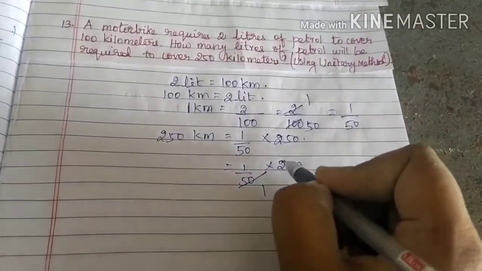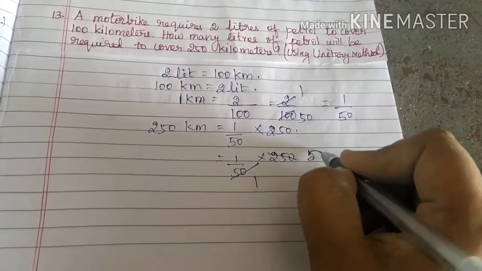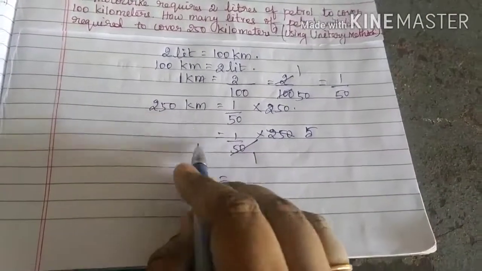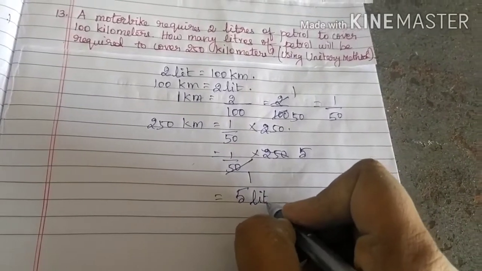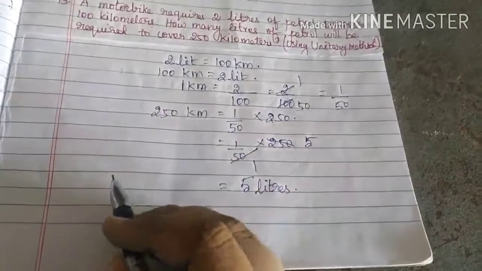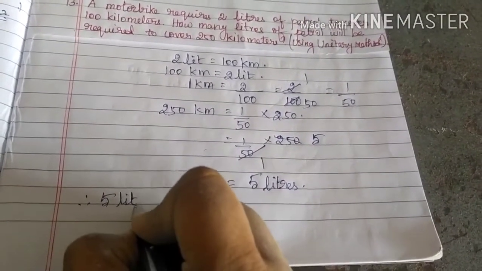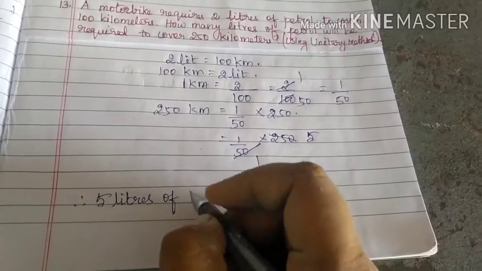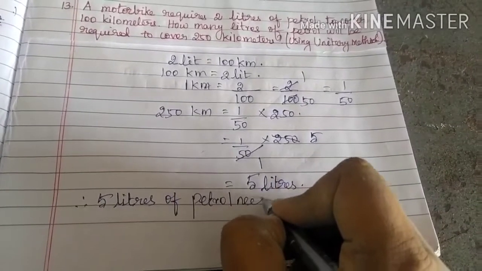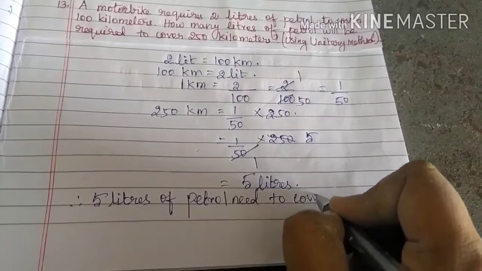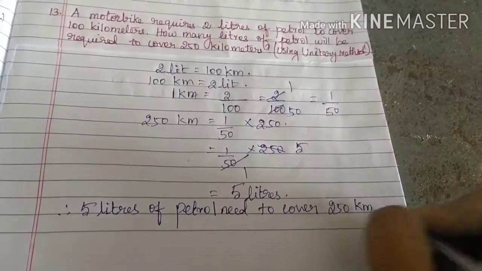So 5 1s are 50. How many times 50 makes 250? 5 times, no? So 5 will come. So here, for 250 kilometer, 5 liters of petrol we need. So you can write it here. Therefore 5 liters of petrol needed to cover 250 kilometer. Okay?